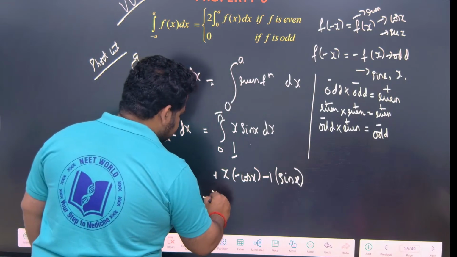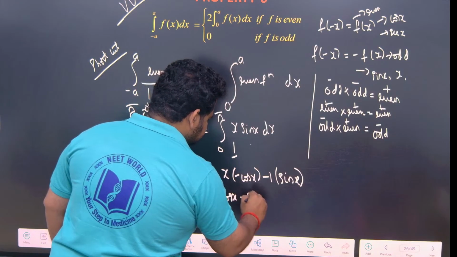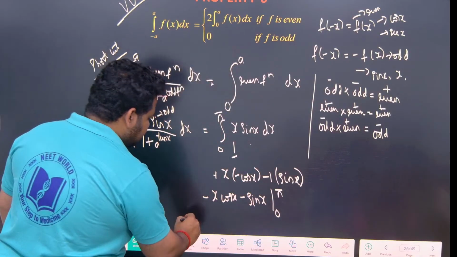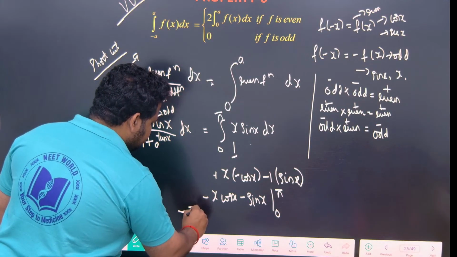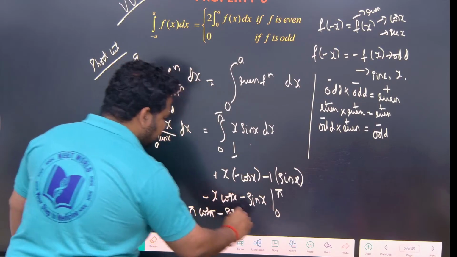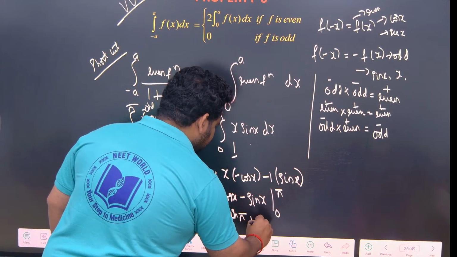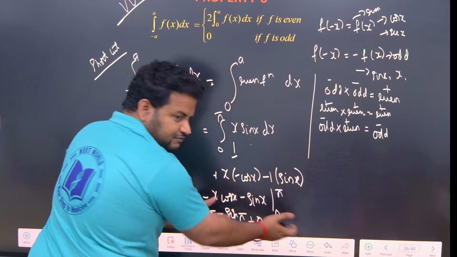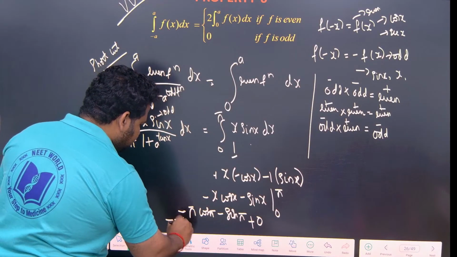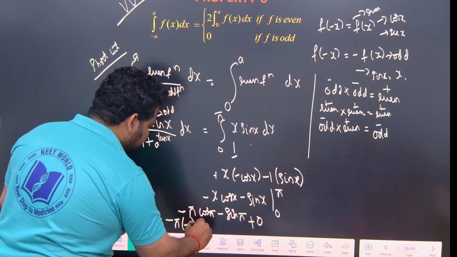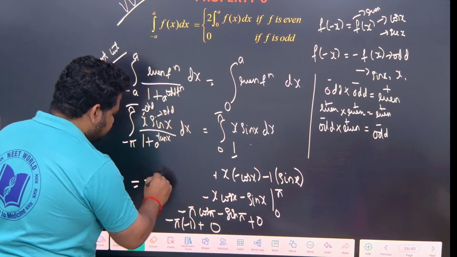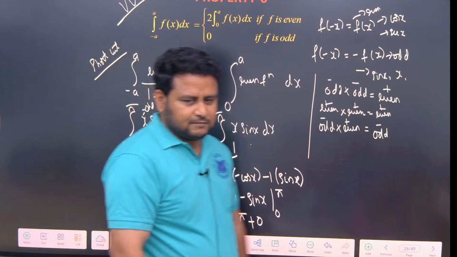Finally I can write it as minus x cos x minus sin x, from 0 to pi. First we will apply the upper limit. So this will be minus pi into cos pi minus sin pi. Minus into minus will become plus. The lower limit 0 into cos 0 plus again 0, this entire thing will become 0, no need to write down. So pi into cos pi. Cos pi is minus 1, pi into minus 1. Sin pi is 0, so this entire thing will become 0. Pi into minus 1 with the minus sign is plus pi. So the answer is pi.